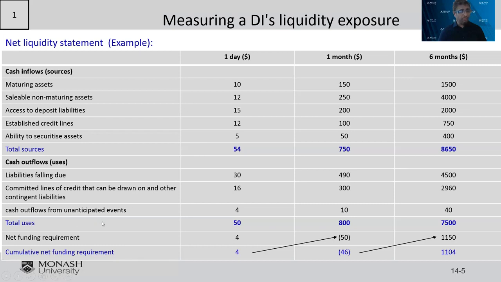And then other cash flow from unanticipated events. You have to anticipate this. We just anticipated 4 here. So if you take the sources minus the uses, you have 4. This is how the statement looks in 1 day. In 1 month, it will look like this. It's the same thing with different numbers.